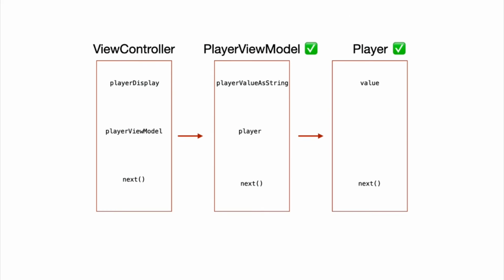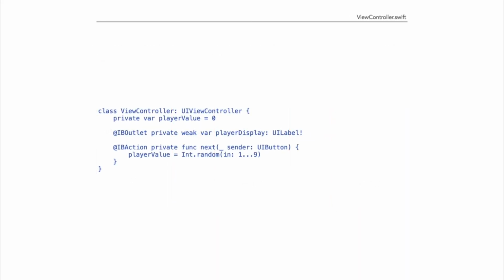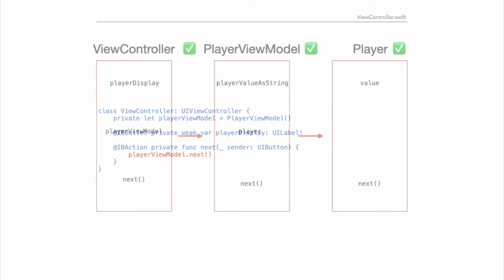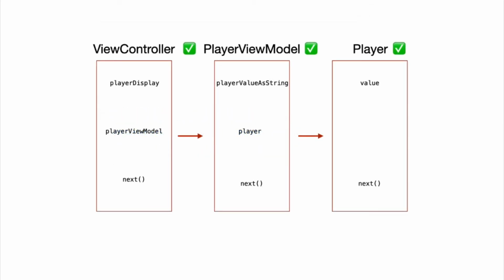Next, let's look at the view controller once again. The view controller, instead of holding on to the player value, now holds on to the PlayerViewModel. It creates an instance of it and holds on to it. And so again, when we call next, the view controller turns to the PlayerViewModel and calls next. That looks like we've got all three of our entities created.